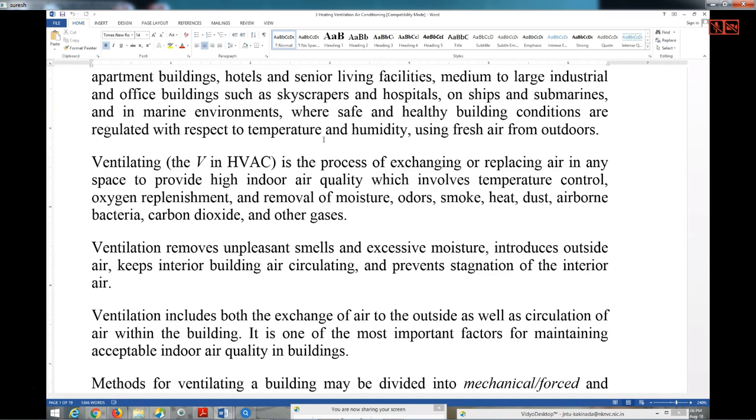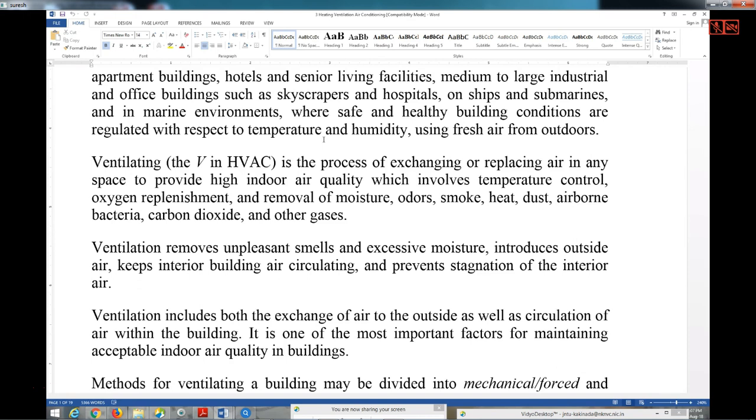So this is going to make oxygen available inside the room, that is a refresher, and it is removing the moisture, it is removing the odor, smoke, it is removing the heat, it is removing the dust, and because of accumulation of this moisture, there is generation of the bacteria. These bacteria are also going to be eliminated from the room. So these are the advantages of having ventilation in an air conditioning system.